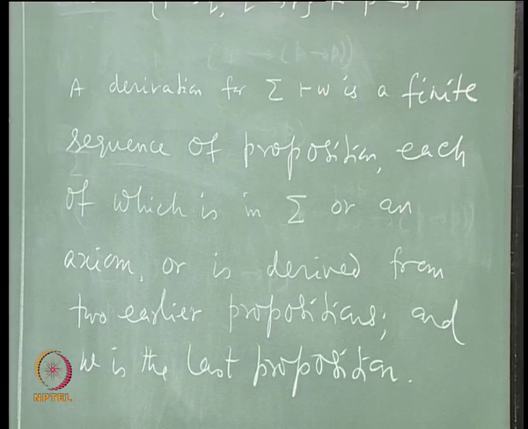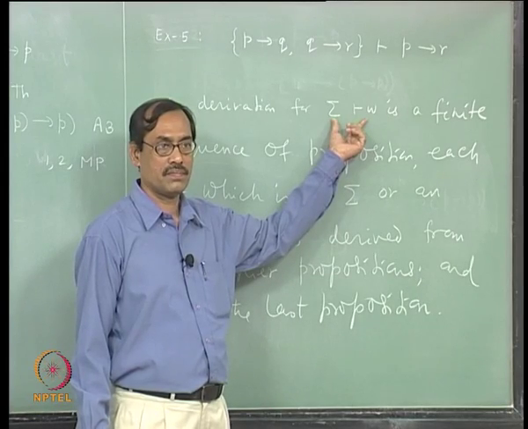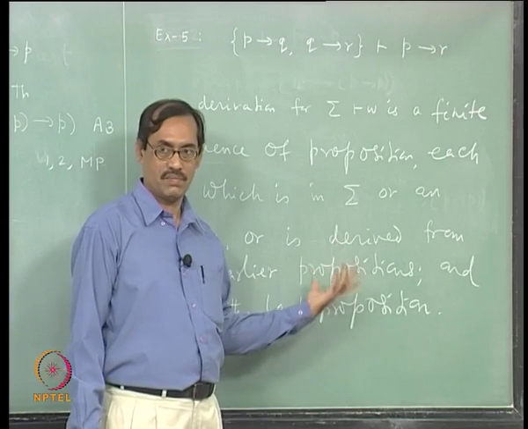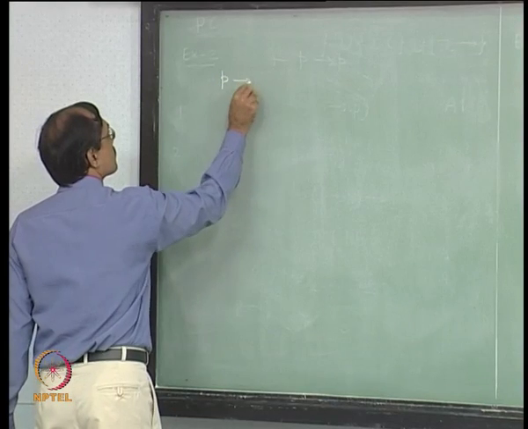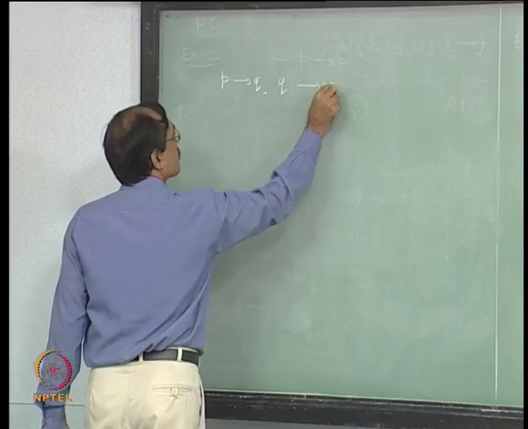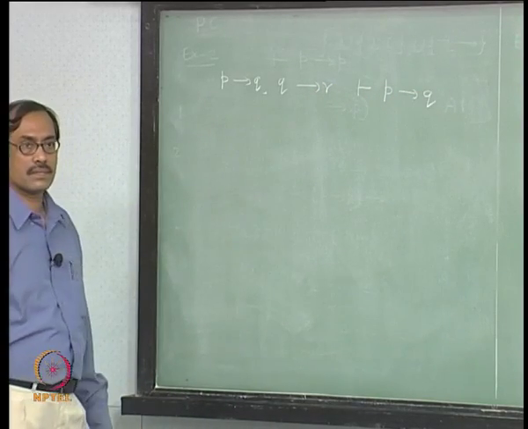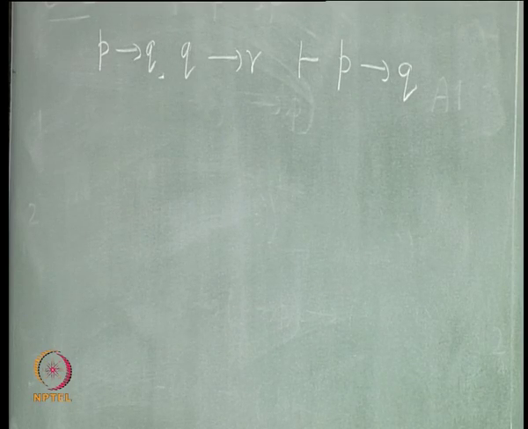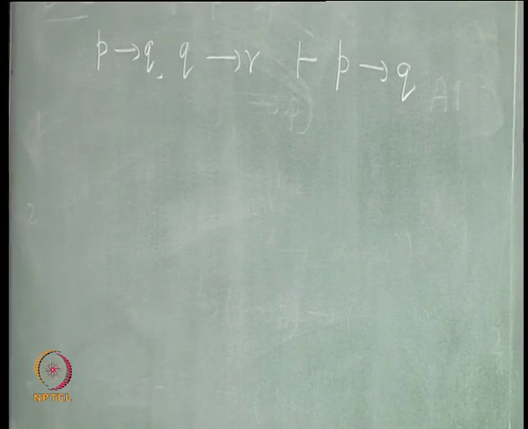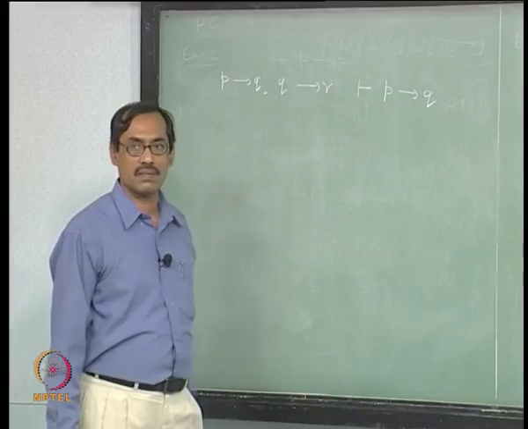So, such a derivation is also called a proof of sigma syntactically entails W. That is also called a proof of sigma entails W. Now, the question is how to prove this. As usual, if sigma is a finite set, you can write it as W1 to Wn, then you omit the curly brackets. Instead, it should have been written with curly brackets, we just omit them as a convention.